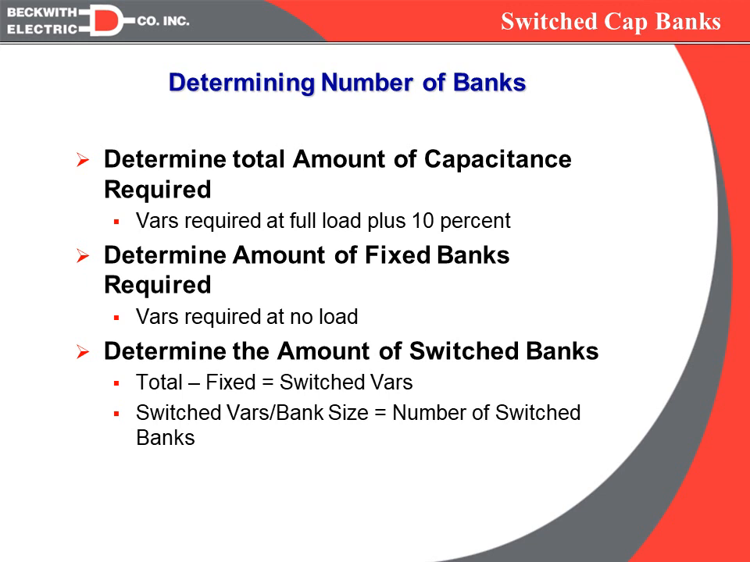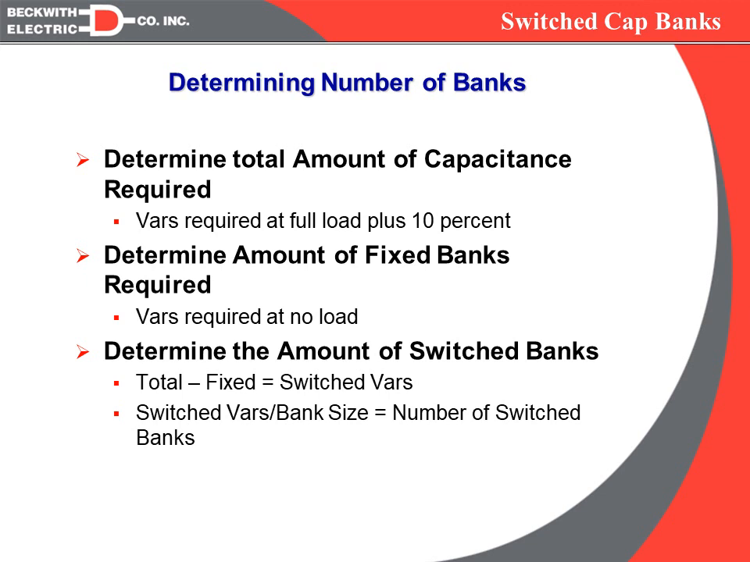Now, once we know that, we need to figure out how much of that capacitance is going to be fixed and how much is going to be switched. There are some utilities that are replacing every fixed bank with a switched bank and making all banks switchable. That is a viable thing to do, but a lot of times it's not necessarily required. Fixed banks have the advantage that they're less expensive because we don't need a control or a PT. All we've got is fuses that bring the bank in or out, and typically they're left in at all times.